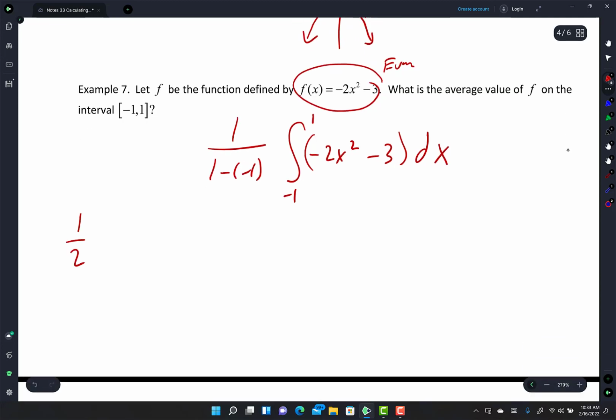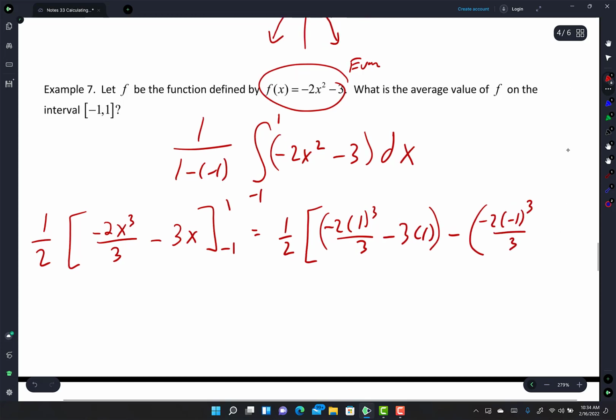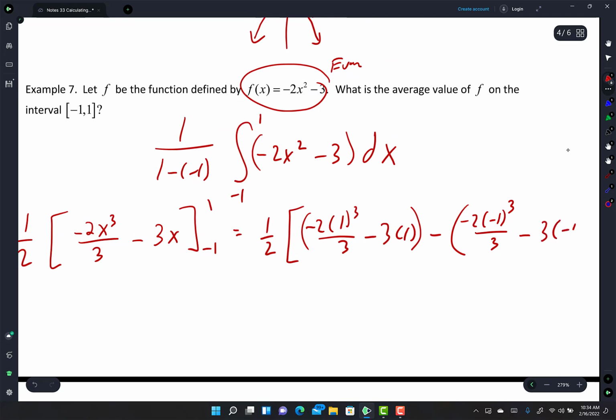1/2. Antiderivative of negative 2x squared is negative 2x cubed over 3 minus 3x. And I'm evaluating this between negative 1 and 1. And we're always going to do upper minus lower. So let's see, 1/2. Put my bracket again, upper. Negative 2, parenthesis 1 to the third power over 3 minus 3 times 1. That's upper there. Minus lower. Negative 2, parenthesis negative 1 to the third power over 3. Minus 3 times negative 1. So let's see what we get.